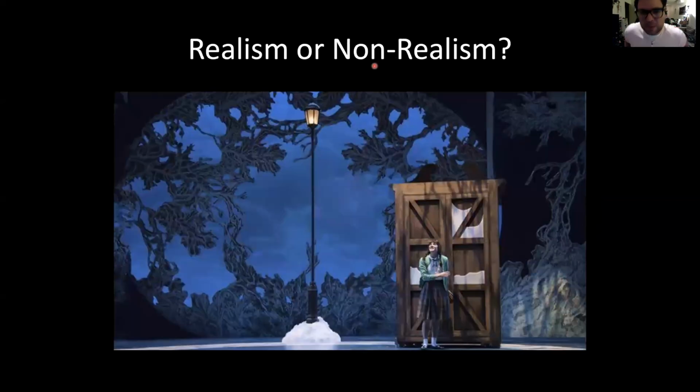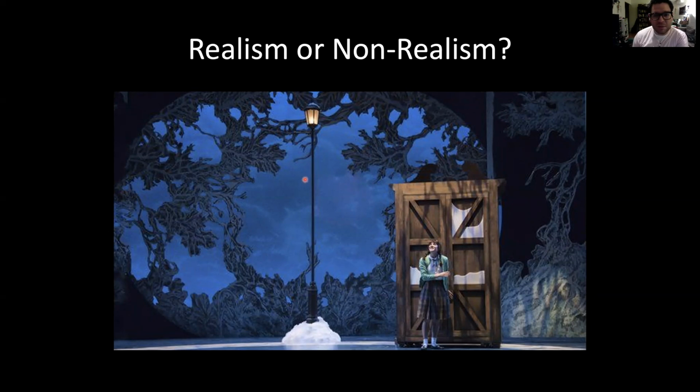This is just a fun little game I like to play. Realism or non-realism? What kind of style are we talking about? This is The Lion, the Witch, and the Wardrobe. It just left my brain for a second. So The Lion, the Witch, and the Wardrobe is obviously a non-realistic play. There's some non-realistic elements happening here.